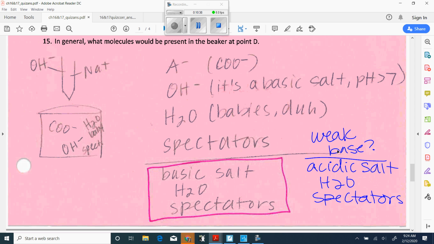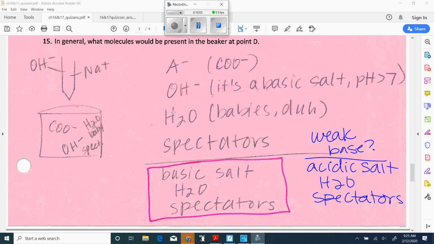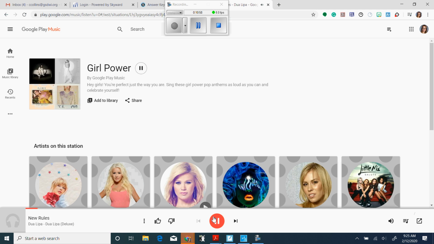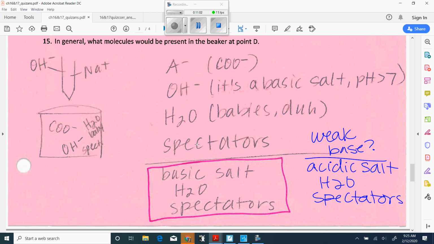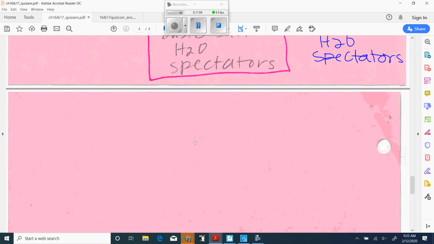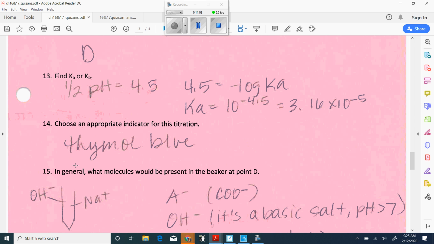If it was a weak base instead of a weak acid, when the music starts, can you please just talk about why that would make an acidic salt, water babies, and spectators? Ready? Go. It's going to be below 7. Because acids have, we can skip that. Acids have a pH of less than 7. Okay?